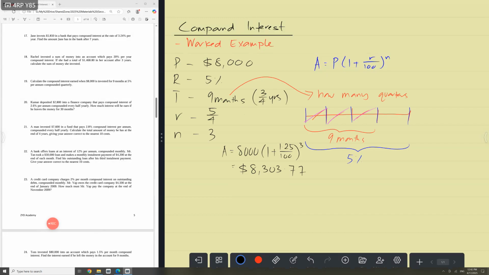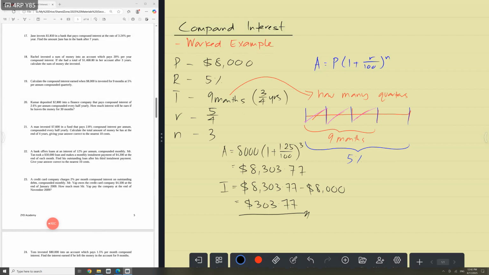To answer the question, it says, what is the compound interest earned? That means they want the interest. So to get the interest, you must take your total amount minus your principal. So 8,303.77 minus 8,000, and you will simply get 303.77, and that is the interest earned. So this is our first work example for compound interest.